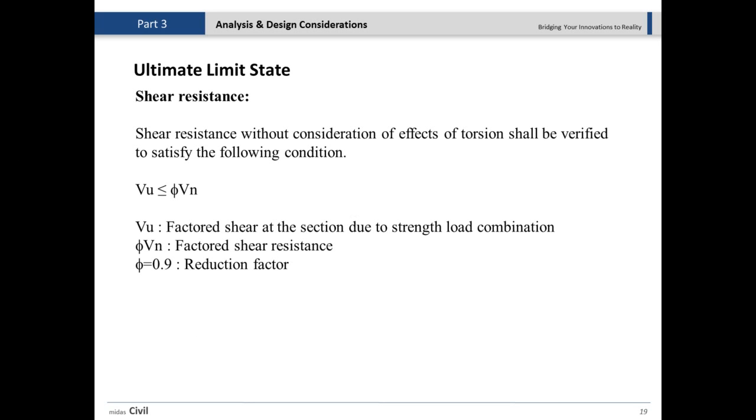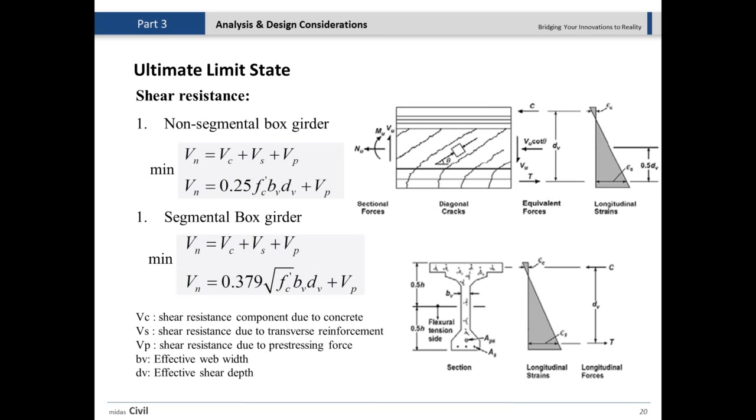All right, the next part for the ultimate limit states is the shear resistance. Again, the same terminology and the same equations. The factored shear at the section should always be smaller than the factored shear resistance. So we come up with this equation: V ultimate should be smaller than phi times Vn. And normally for the shear, we use the reduction factor of 0.9.